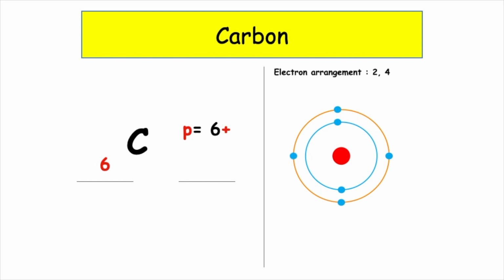2 plus 4 equals 6. It's got 6 electrons which are negatively charged. If I have 6 positive and 6 negative, it means that the overall charge is 0, which means I'm looking at the atom. Using page 7 of the data booklet, the relative atomic mass of carbon is 12. 12 minus 6 tells me that I have 6 neutrons.